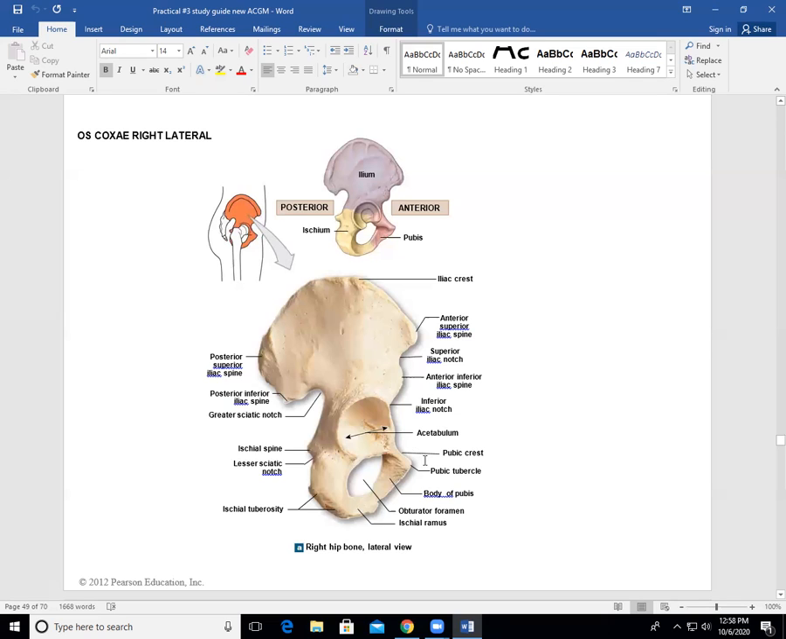So, on the hip, I can go back to the form, but what I would tell you is find your acetabulum, find the socket, okay? The socket is always going to face laterally, right? Because that's where your femur goes in there, for your ball and socket joint.